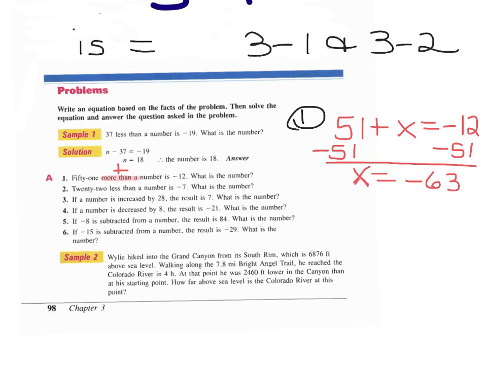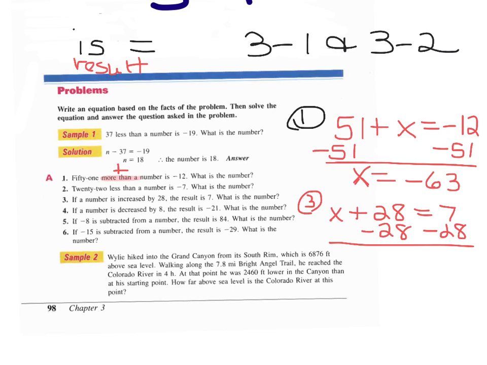Let's try translating number 3. It says if a number, and that's going to be my variable, is increased by, to me that means addition, by 28, the words "the result is" also the equal sign. The result is, and then now I can solve this. I would subtract, and 7 minus 28 is going to give me x equals -21. So you will have to do this on the quiz.